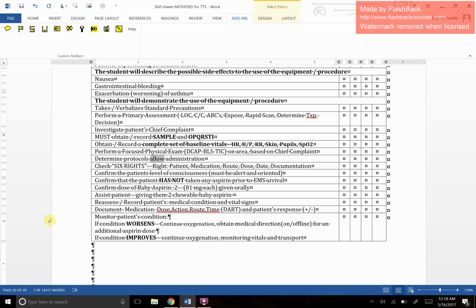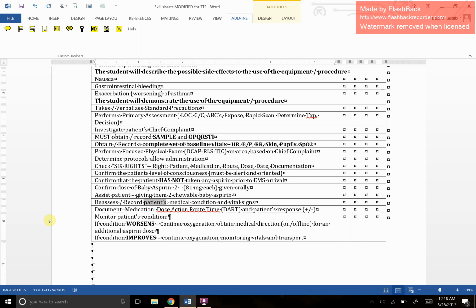Determine protocols allow administration. Check 6 rights: patient, medication, route, dose, date, documentation. Confirm the patient's level of consciousness, must be alert and oriented. Confirm that the patient has not taken any aspirin prior to EMS arrival. Confirm dose of baby aspirin, 2, 81 mg each, given orally. Assist patient giving them 2 chewable baby aspirin.